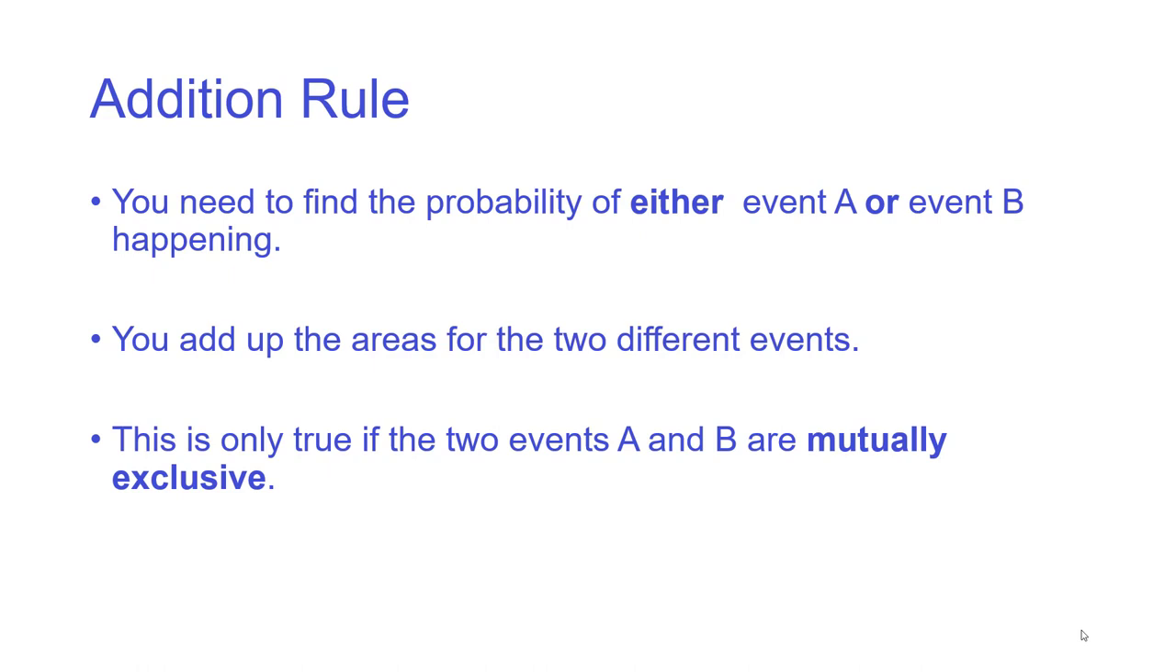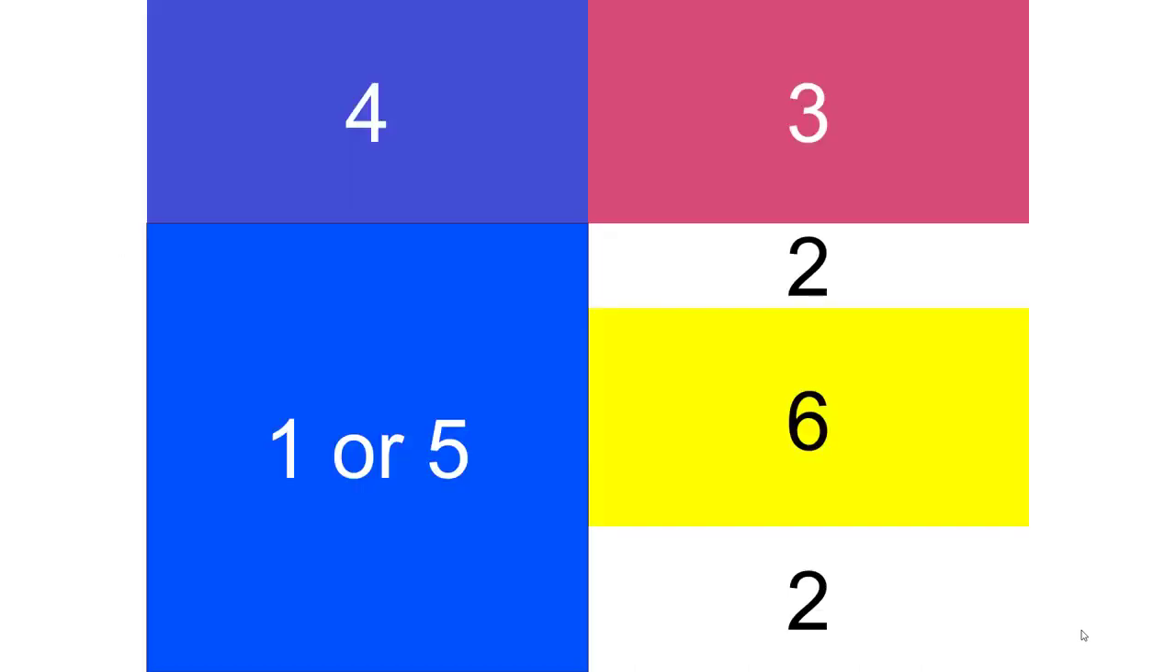Mutually exclusive means that the two things can't happen together. Now with a die, that's simple. You can't have it land on two different faces together. It has to land to show one particular face. So the chances of 1 or 5 turning up is you combine together the area for 1 and 5. So you end up with double that particular area.